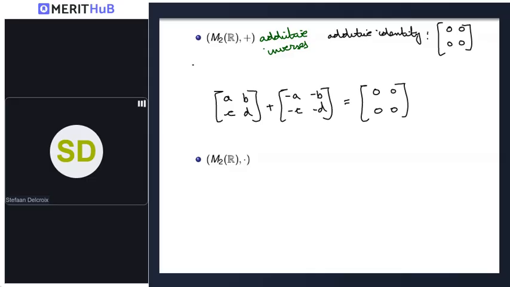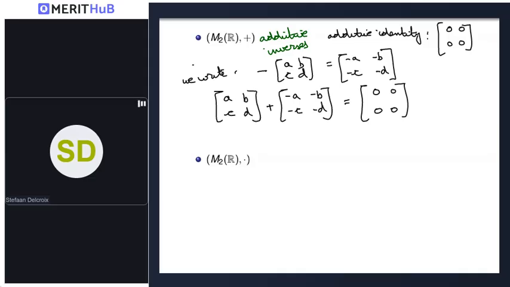What is the opposite of the matrix A, B, C, D? It's the matrix opposite of A, opposite of B, opposite of C, opposite of D. It really is as if you were multiplying by -1. Because how do we do scalar multiplication? You multiply each component by that number. So that's why this is such a great notation for the inverse. It really is like you're multiplying by -1. So under addition, we have inverses.